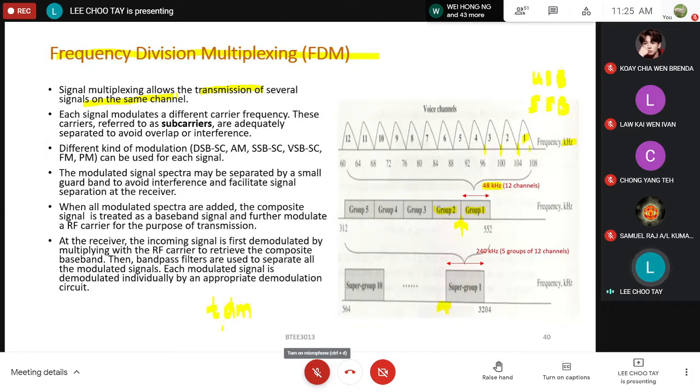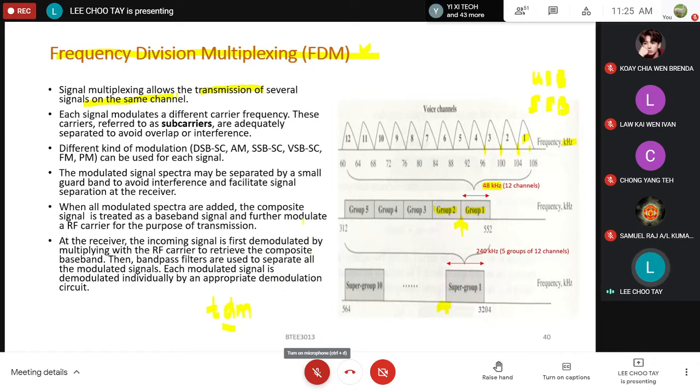So therefore, as far as comparing frequency division multiplexing to time division multiplexing, frequency division multiplexing allows you to transmit a lot more signals. That's why nowadays a lot of things are going wireless, because we can transmit a lot more signals wirelessly as compared to over wire.